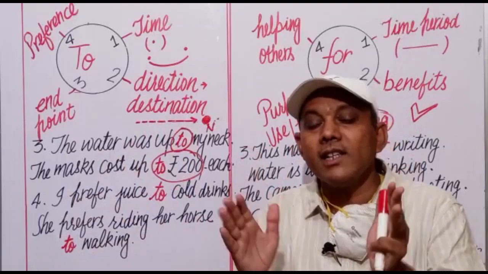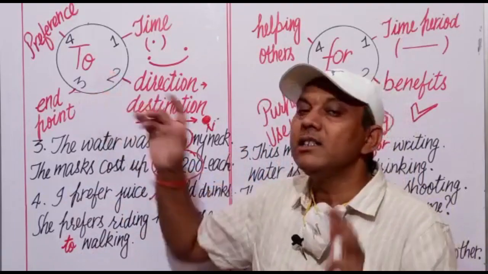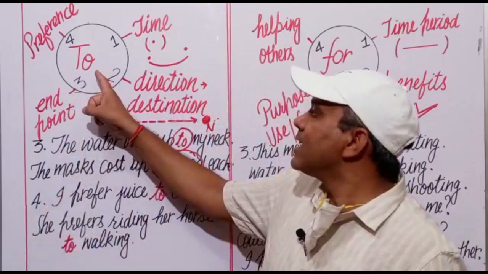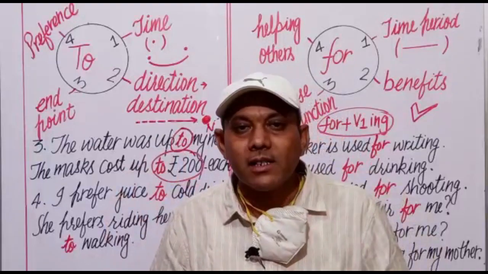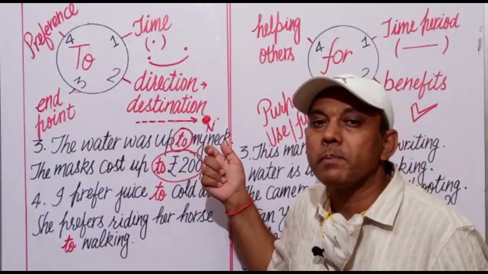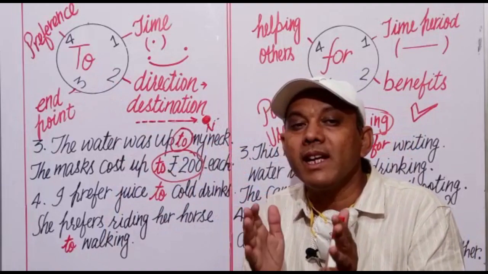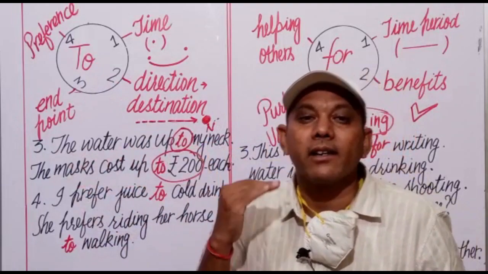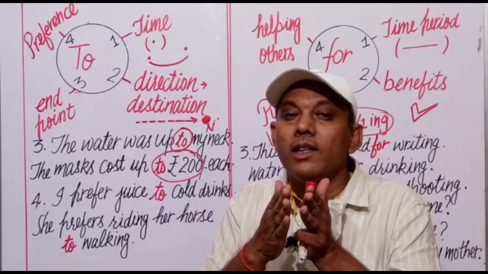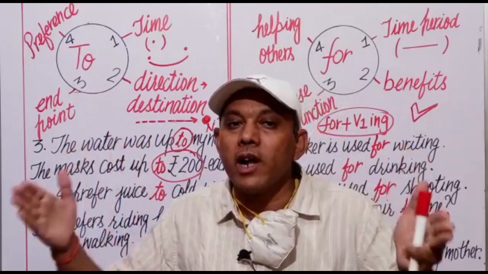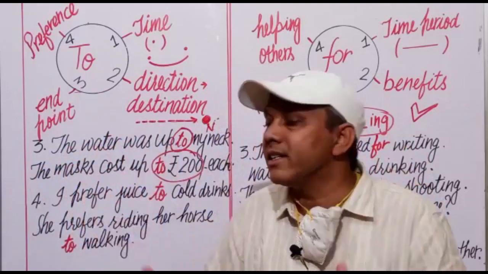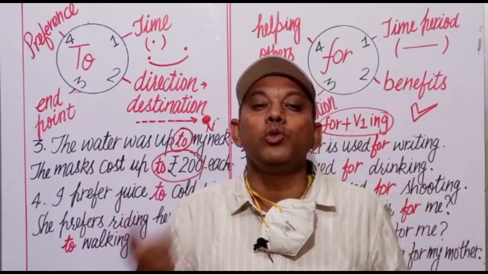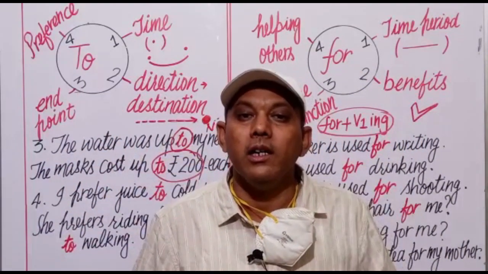Now, in case of pronunciation of this word to, when it is in isolation, we pronounce it as to. But when it is used in a sentence, then it becomes weak. For example, the water was up to my neck. Up to. This is how native speakers pronounce this word within the sentence. The masks cost up to rupees 200 each.